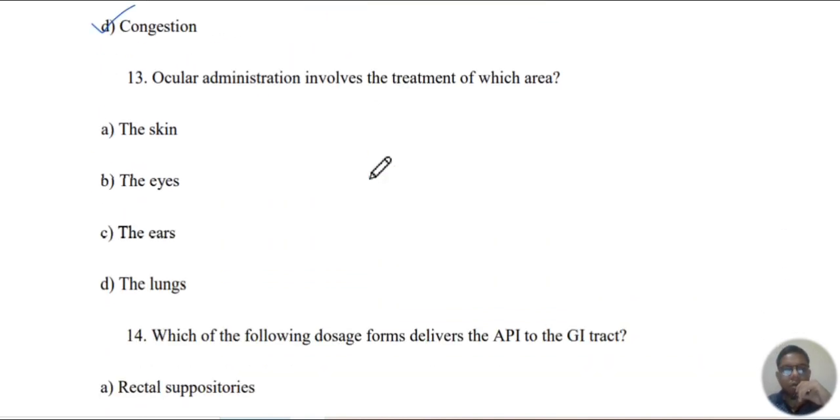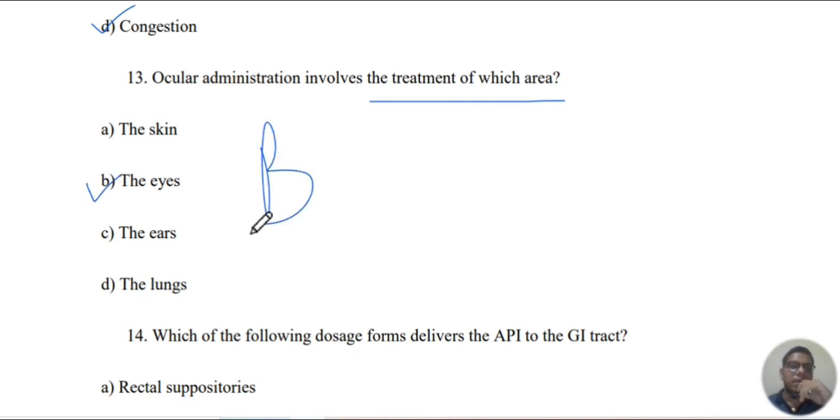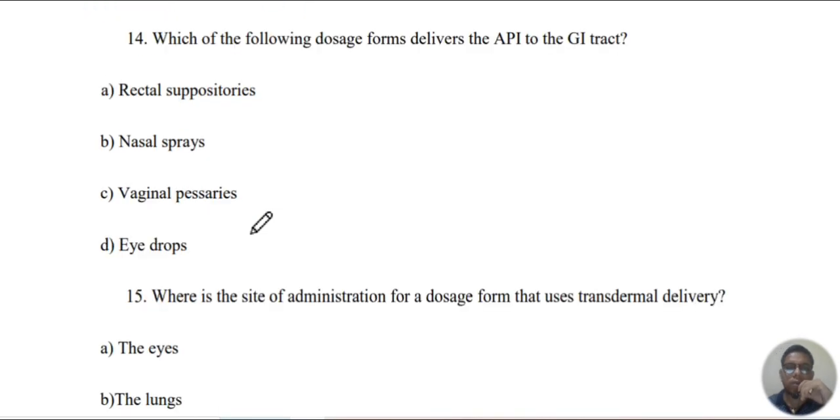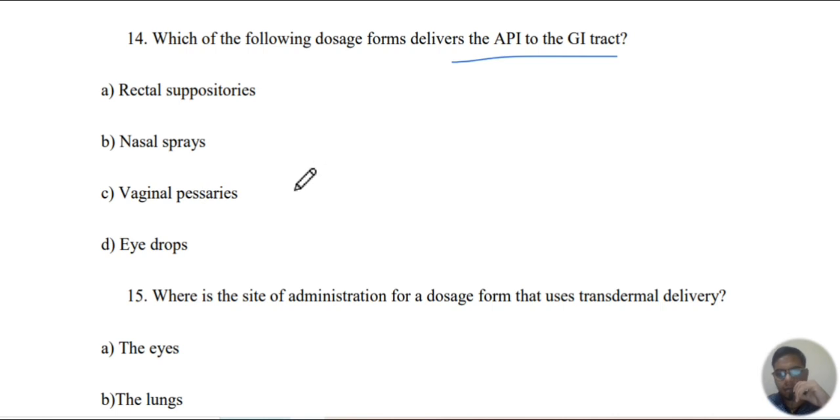Next is 13 question number. Ocular administration involves the treatment of which area? The answer is B. The eye, that is, in the eye. Okay. The next question number is 14 question number. Which of the following dosage form deliver the API to GI tract? The answer is A. Rectal suppository.